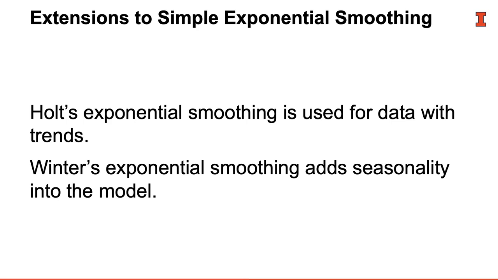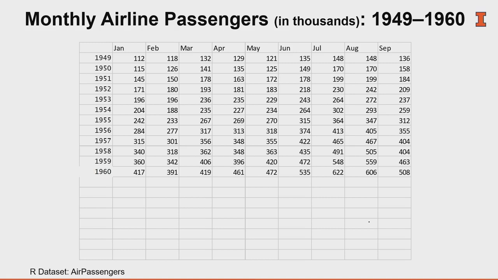So Holt's exponential smoothing is used for data with trends. So we're going to look at that in a minute. And then the next type of modeling is Holt-Winter's exponential smoothing, which takes the trend and then adds another component to the model for seasonality. So before we begin, let's look at some data.